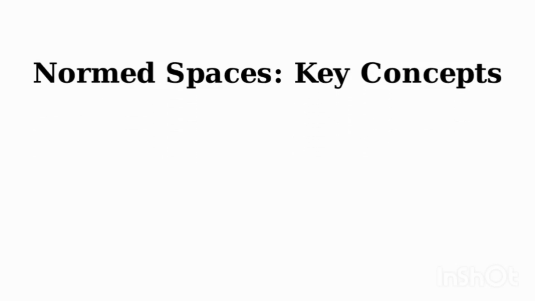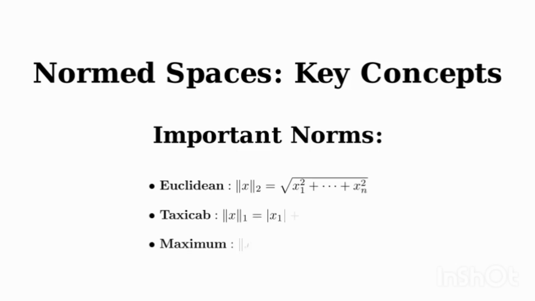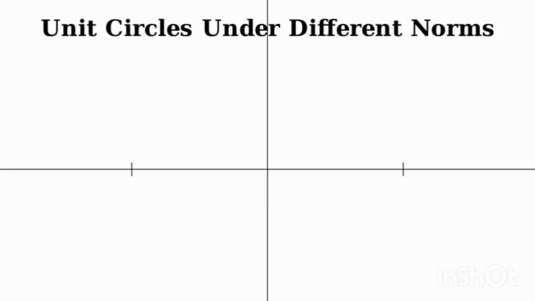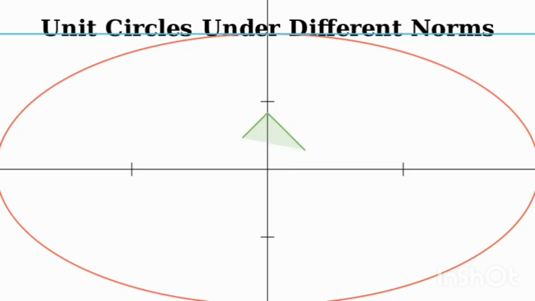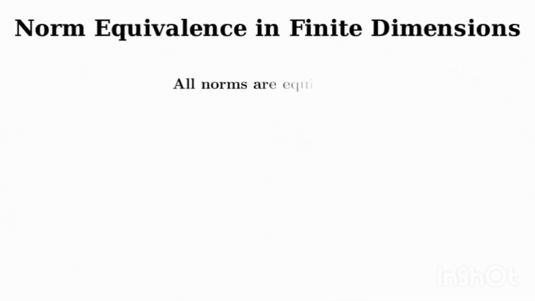For function spaces, there are also normed spaces where the elements are not just numbers or sequences, but they are functions themselves. So in a function space, each function acts like a vector. We can add them, scale them, and we can measure their size using a norm. Are you getting it? So we have different functions acting like a vector space. That is what we mean by a function space.